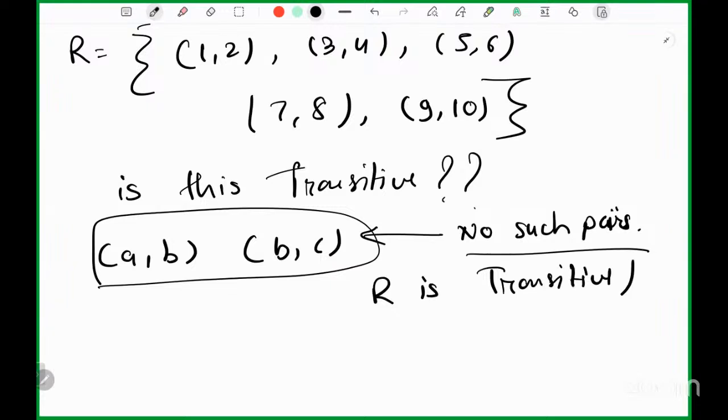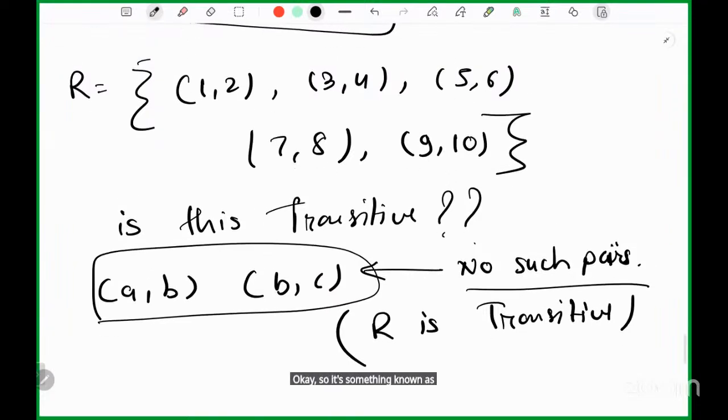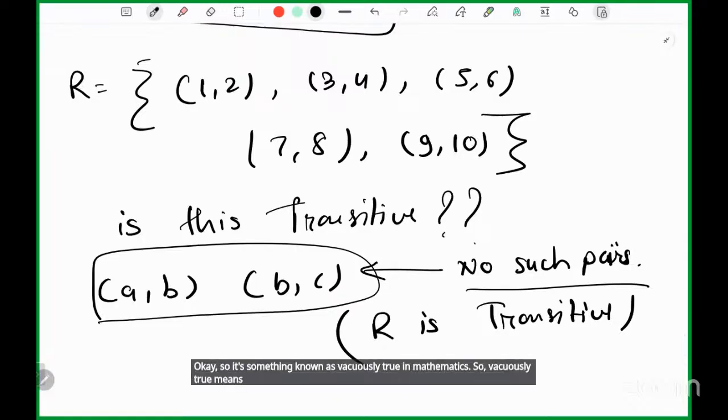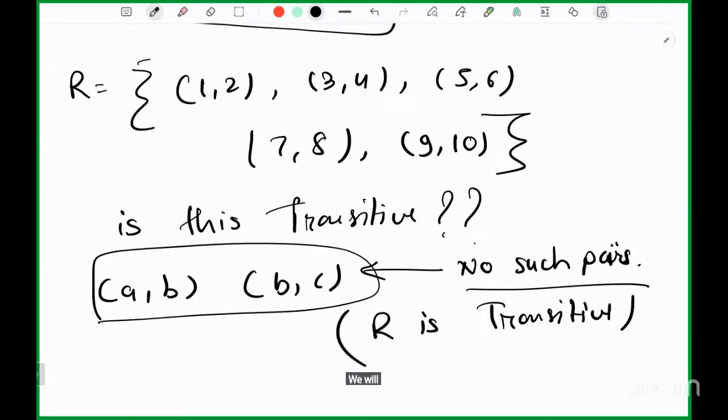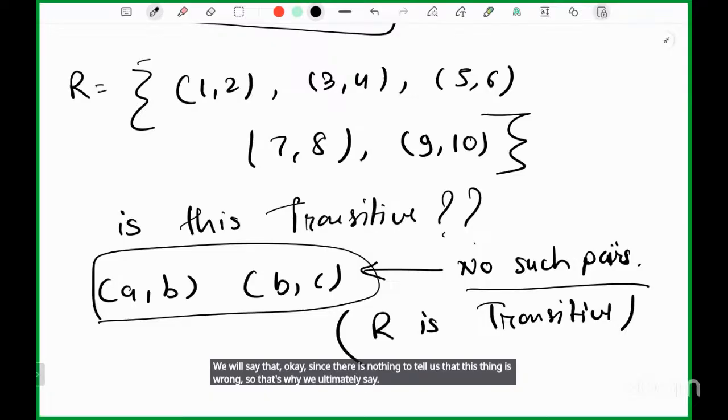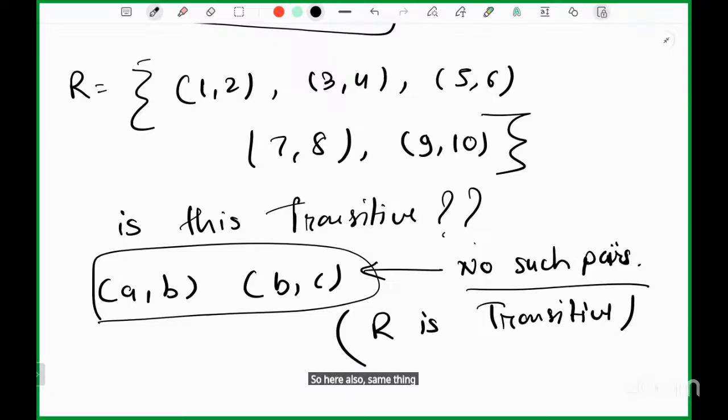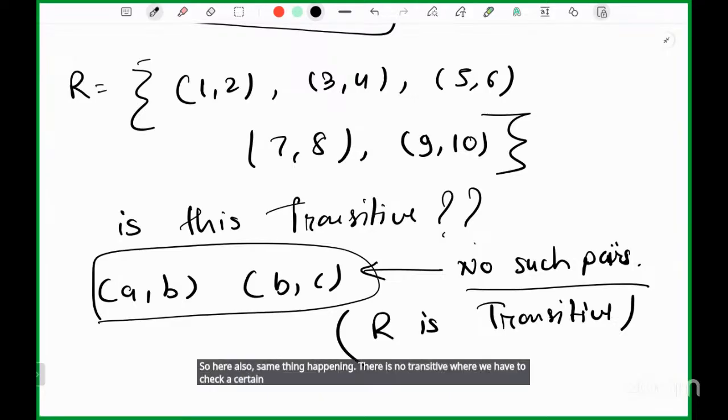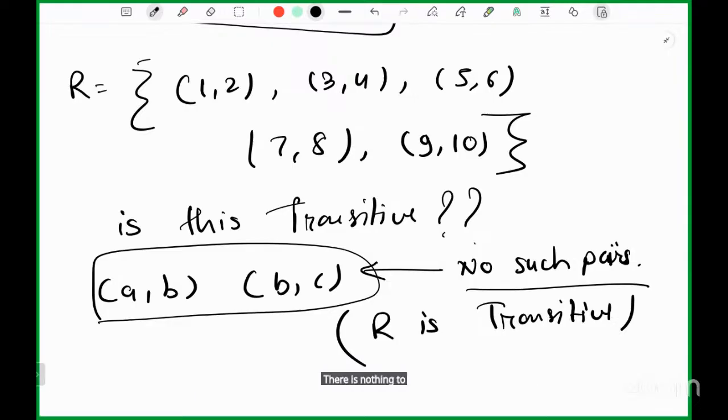Right. So it's something known as vacuously true in mathematics. Vacuously true means if there is nothing to prove us wrong, we will say that since there is nothing to tell us that this thing is wrong, ultimately it is true. So here also the same thing is happening. There is no transitive pair, we have to check a certain condition, so vacuously we will say there is nothing to claim us wrong or false. So that's why it's true. For such a type of relation also, you will say that R is transitive.